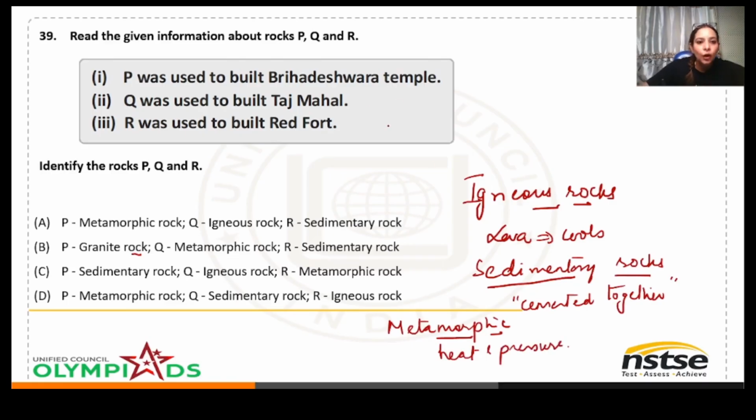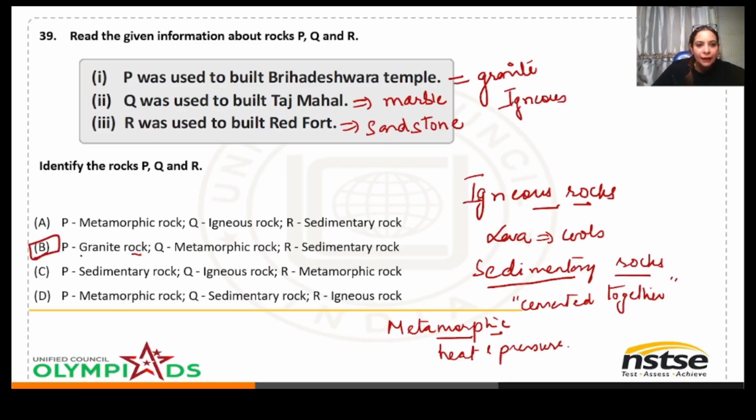Now if we recall the types of rock which are used to form them, let me tell you that Brihadeeswara temple is formed of granite rock. Taj Mahal is formed of a rock which is called marble, and Red Fort is made from red stone, which is called red sandstone. So here granite rock is an igneous rock. But here we don't have any option where P is stated as an igneous rock. So we'll go with option B, granite rock.